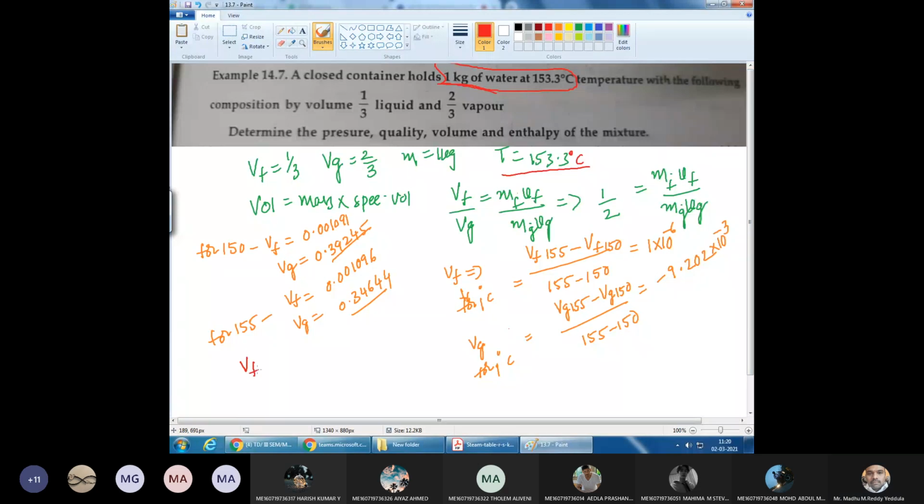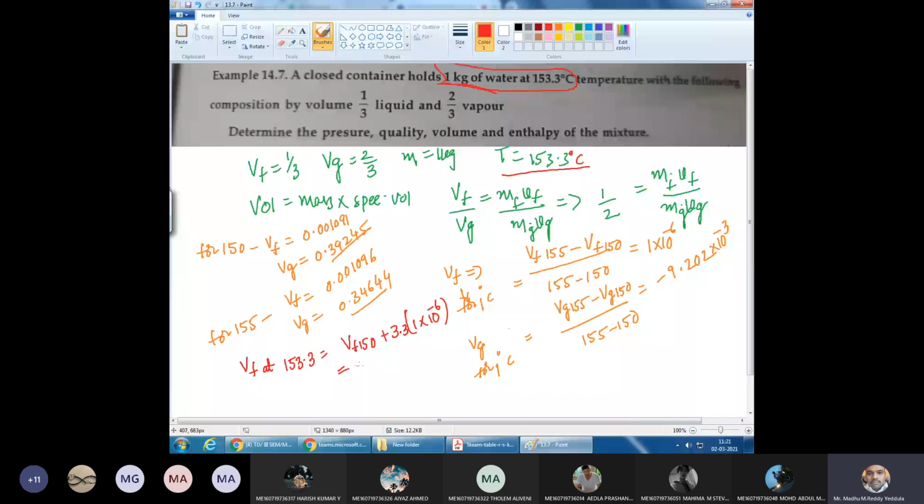So now I want VF at 153.3, which is equal to VF at 150 plus 3.3 into, what is that for 1 degree? 1 degree is 1 into 10 power minus 6. Is it clear? So in total I want 153.3. I know 150 directly, and for 3.3 I am calculating separately. For 1 degree, I know 1 into 10 power minus 6. For 3.3 degree, 3.3 into that value. How much will it be?